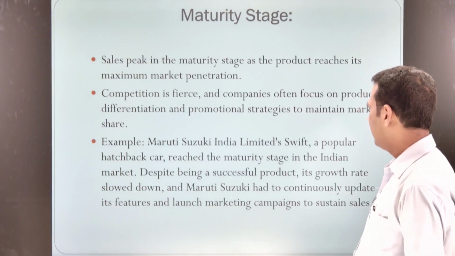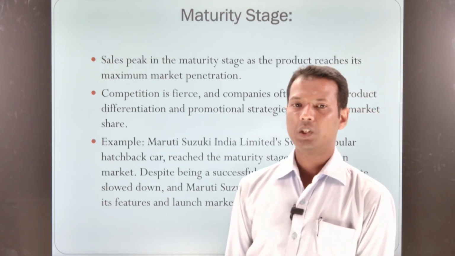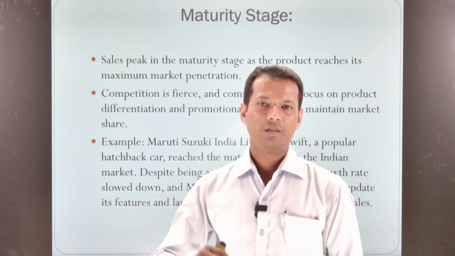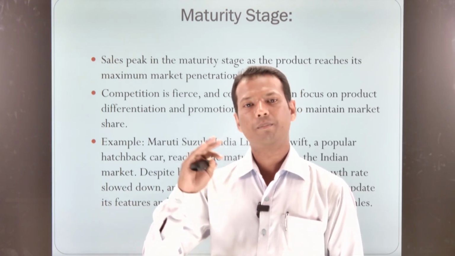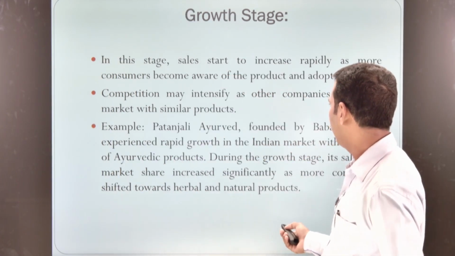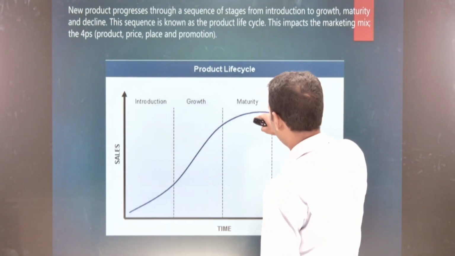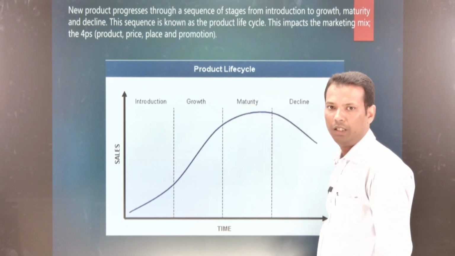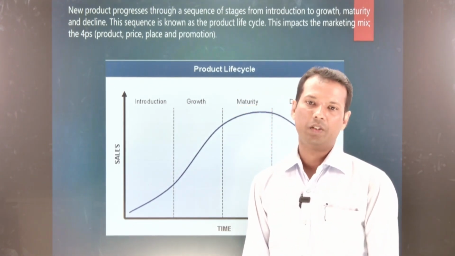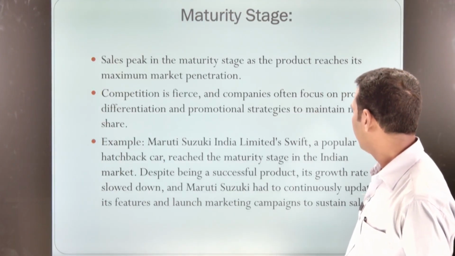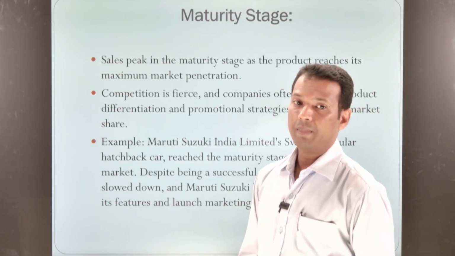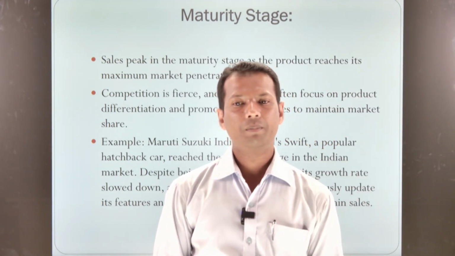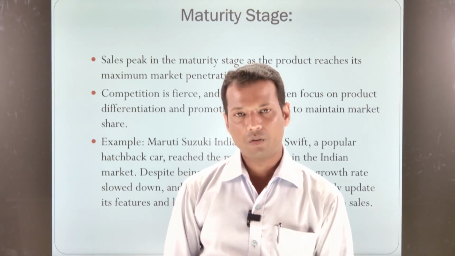Next is the maturity stage. What do we mean by maturity stage? At a certain point, the sales are at the peak. If you go to the previous slide, you can see this is the maturity level. The sales are on the peak of the maturity level. It reaches the maximum market penetration. The maximum people have been reached, and the maximum market has already been reached.